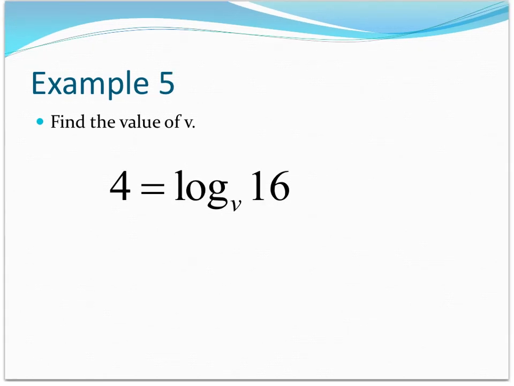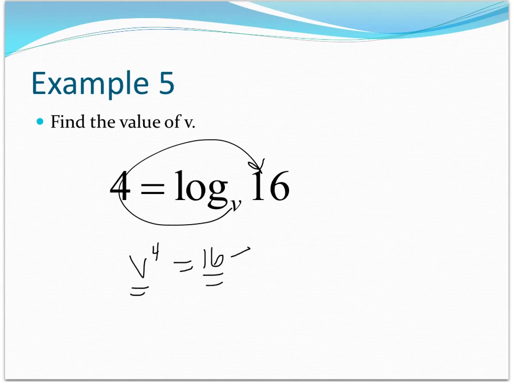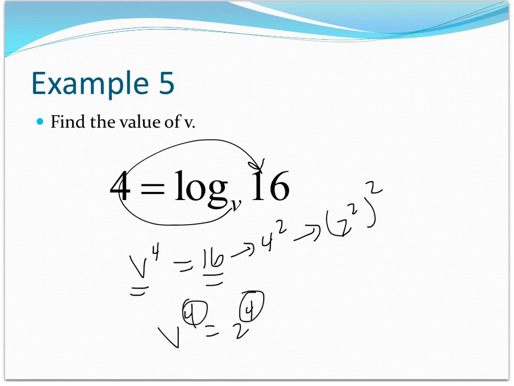Here's our next example, find the value of v. I'm going to rewrite it in exponential form: v to the 4th power is 16. With this one, we kind of have to work backwards a little bit. We want to know what the base would have to be. 16 is the same as 4 squared, and 4 is the same as 2 squared, raised to the second power. So v to the 4th is equal to 2 to the 4th. They have the same exponent, so what does v have to equal? 2. And that's how we go through these types of problems.